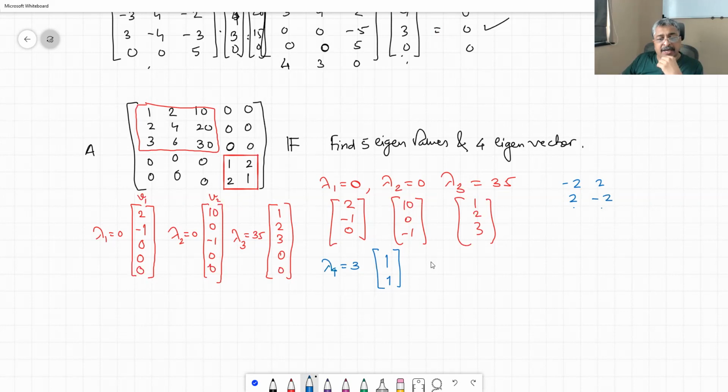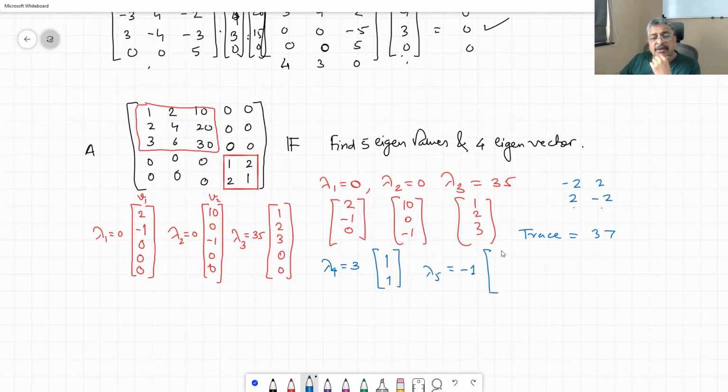So let us consider the trace now. The sum of the lambdas we have is 35 plus 3, that is 38, while the trace is 35 plus 2, that is 37. Therefore lambda 5 is equal to minus 1.